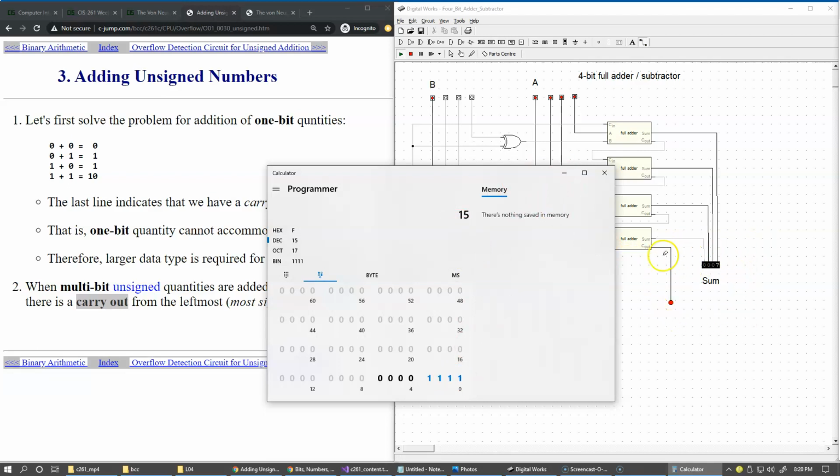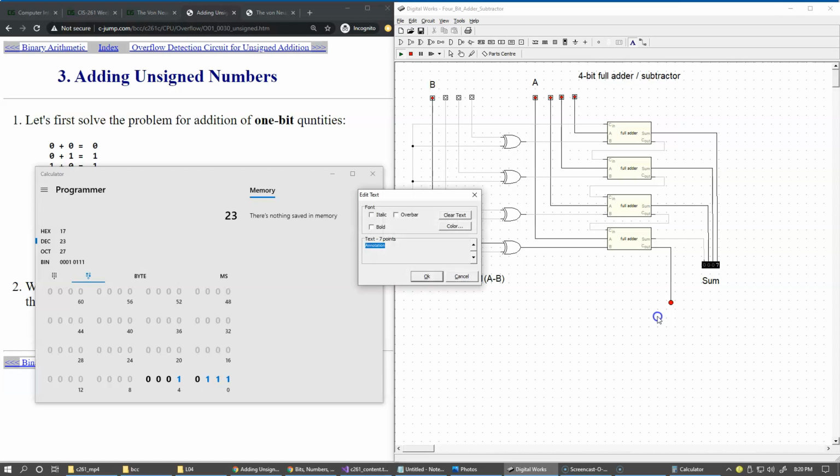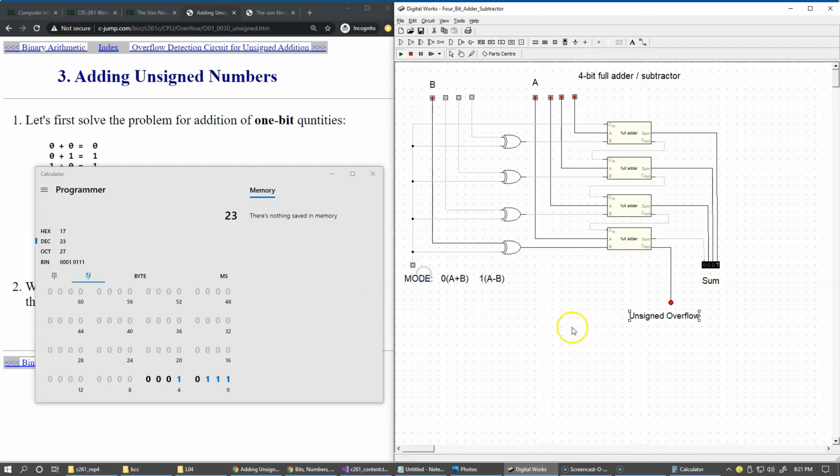And our device, our full adder for 4-bit, gives us the values 1, 0, 1, 1, 1. So if we set this up like this, so we have 3 1s and 1, 0, and 1, you can see that the result is 23. So it's 15 plus 8, of course, is 23. So this carry out, let's add an annotation to this piece right here. And we can say that this is unsigned overflow. Okay, so this is what this indicator gives us.